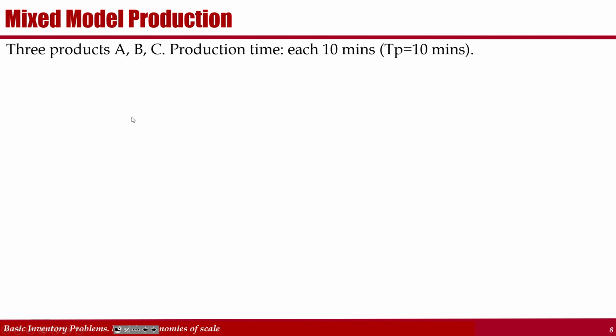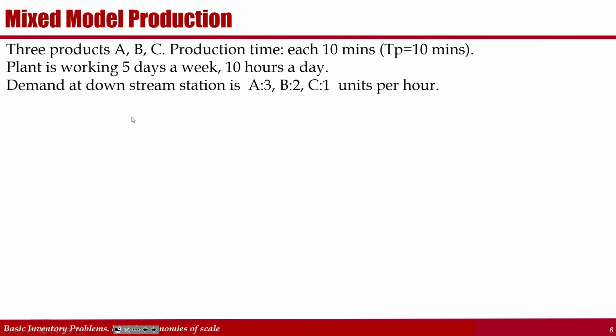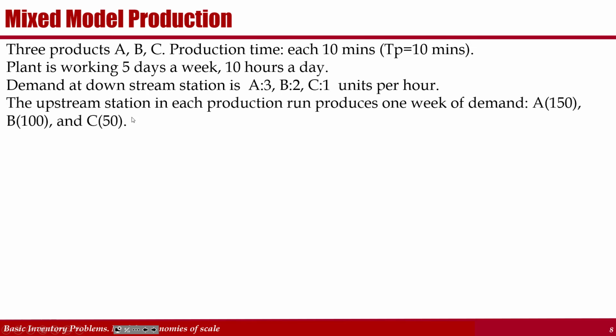We have 3 products, A, B, and C, 10 minutes per product, working 5 days a week, 10 hours a day. Demand downstream is 3 units of A, 2 units of B, and 1 unit of C per hour. But the upstream station, which feeds the market, produces 150 A, 100 B, and 50 C.